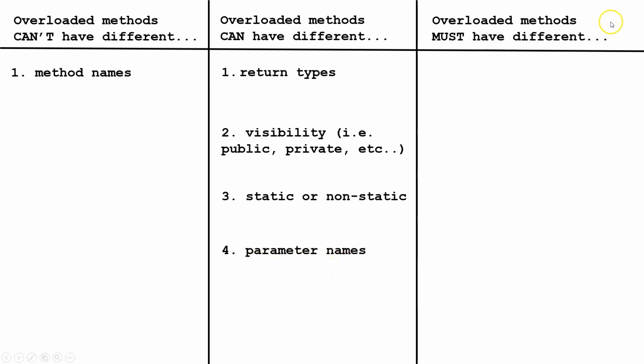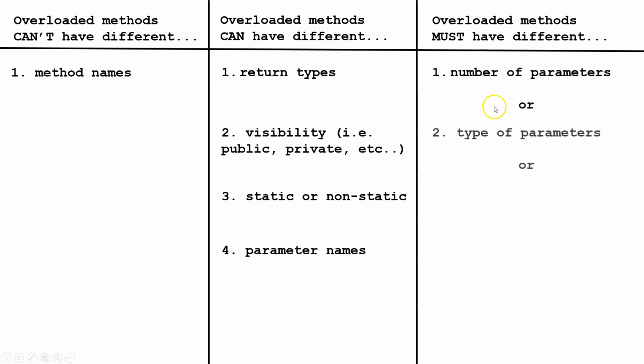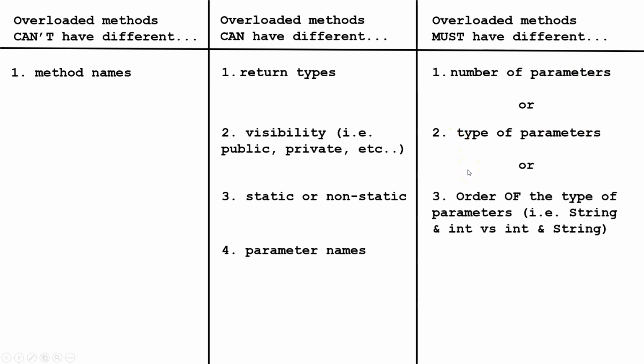The Java compiler needs to know which method is being called, so one of the 3 things must be different. First, the number of parameters, or the type of parameters, or the order of the type of parameters. For example, one method could have a string followed by an int, the other could have an int followed by a string.